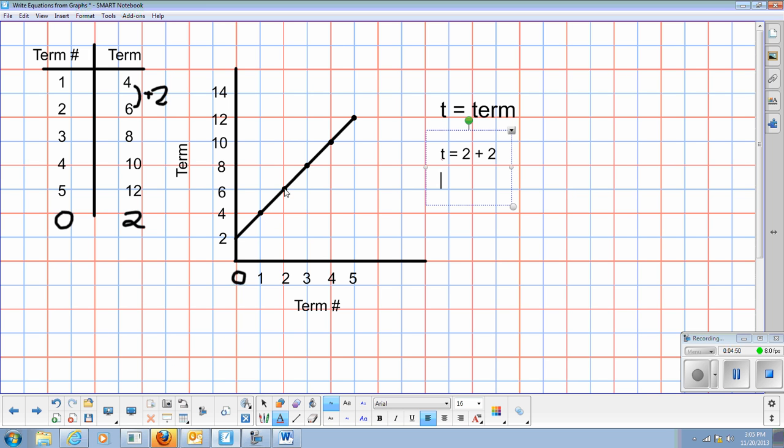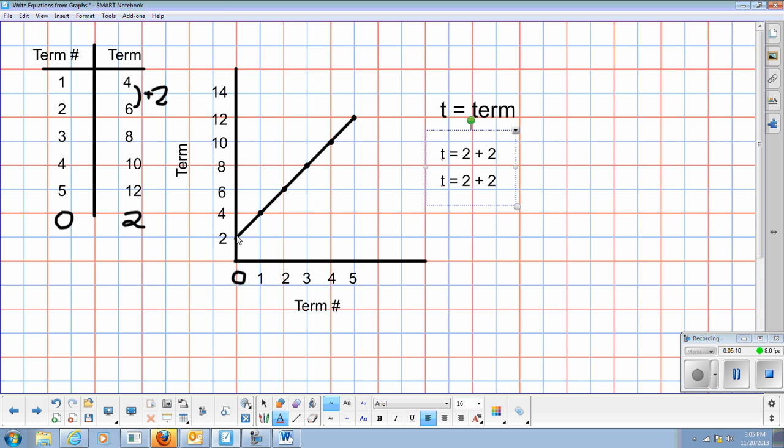Now, let's look at how we get to the second dot. If we go back to our starting point, the term for the second dot starts at 2. Line is going up, so we're going to plus. Well, what are we adding? Every time I am adding 2, so I'm going to say plus 2.